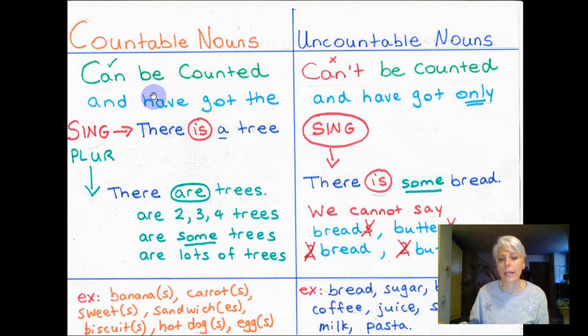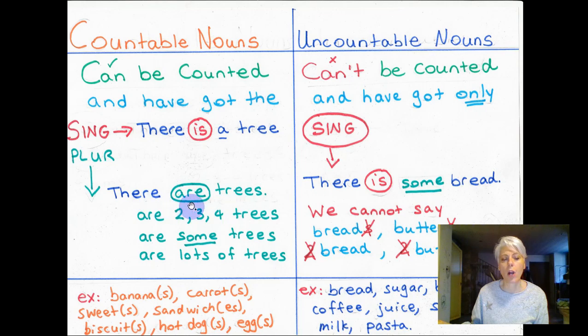Countable nouns can be counted, and so they have the singular and plural form, like a tree. We can count 1 tree, 2 trees, 3 trees, 50 trees, 100 trees. So we can count them. The singular form is with the verb is, and is followed by a. There is a tree. The plural form has many forms, but it is important to remember that we have to use the verb are, and the word that follows must have an S.